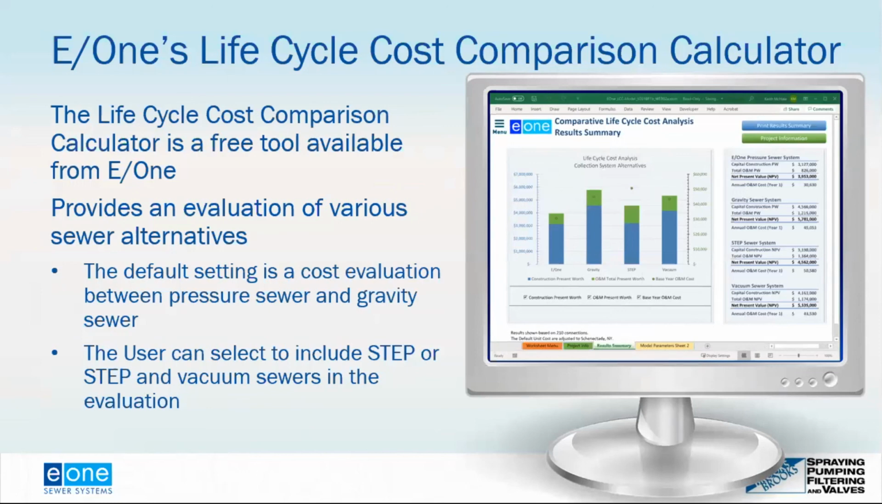And you maybe can't see it too well, but you can see where I have the graphic. It shows the construction present worth, the O&M present worth, and the base year. The construction cost is the blue, the O&M is the green. And you can go through there and deselect those buttons so it only shows the construction or only shows the O&M. Okay, I got you. So you can kind of separate it out.